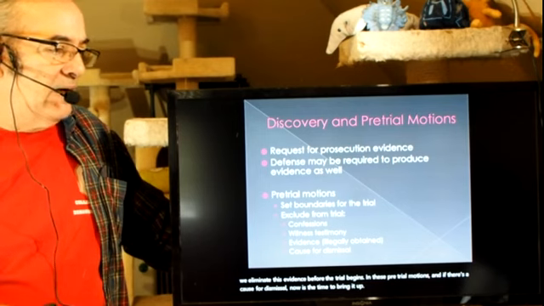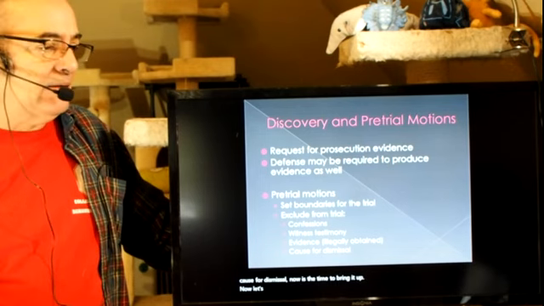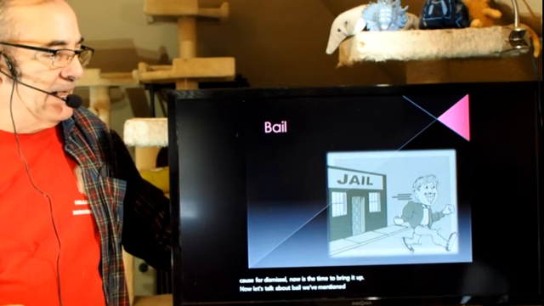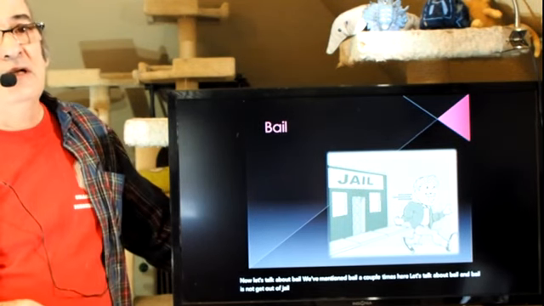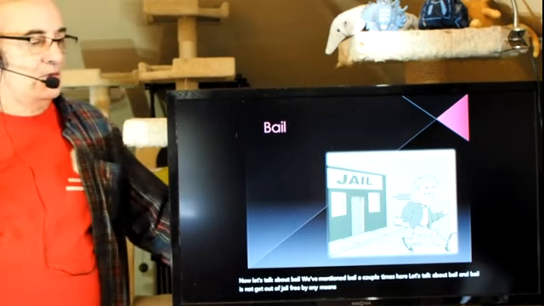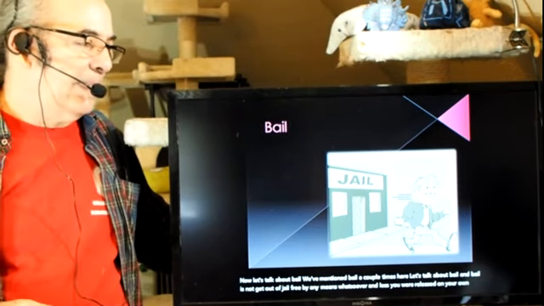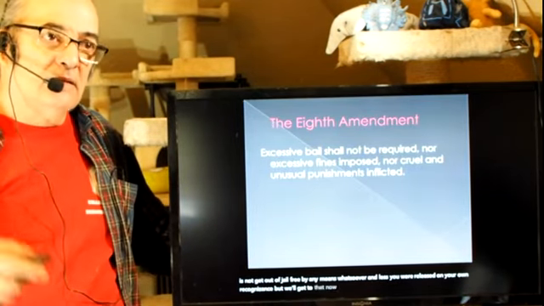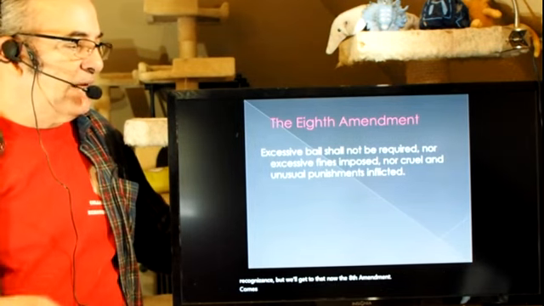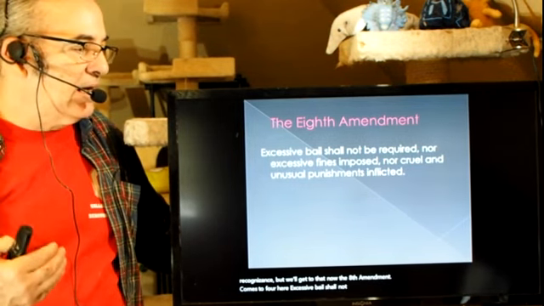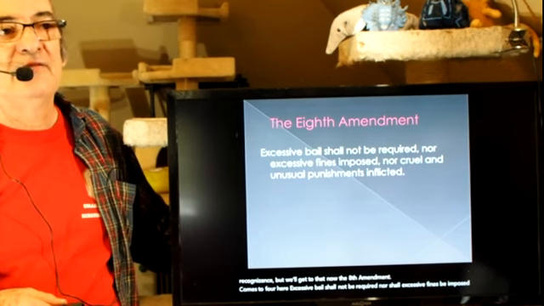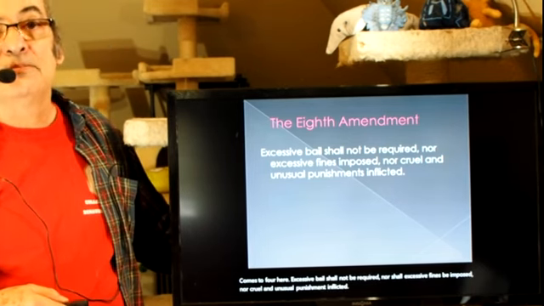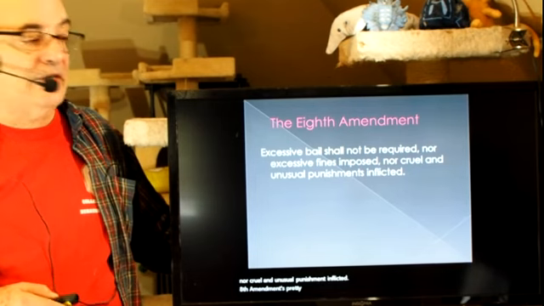Okay. Now, let's talk about bail. We've mentioned bail a couple times here. Bail is not a get-out-of-jail-free card by any means whatsoever, unless you were released on your own recognizance, but we'll get to that. Now, the 8th Amendment comes to the fore here: Excessive bail shall not be required, nor shall excessive fines be imposed, nor cruel and unusual punishment inflicted. The 8th Amendment's pretty short, but very important.